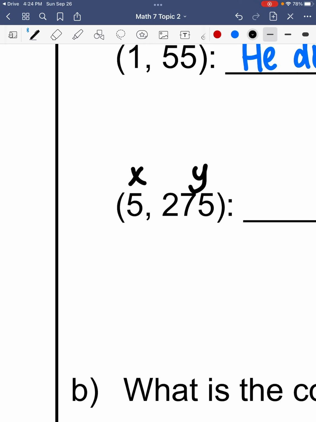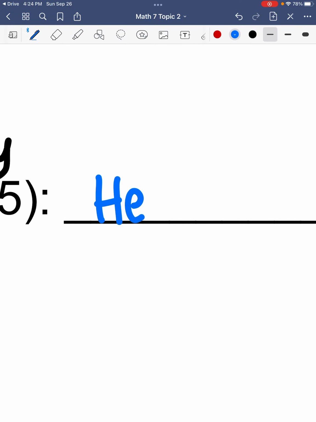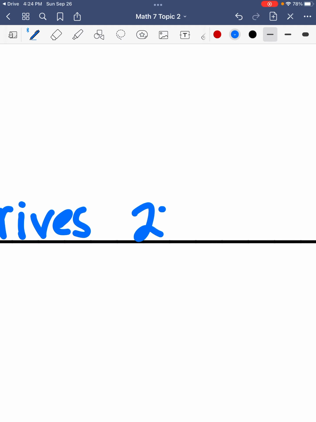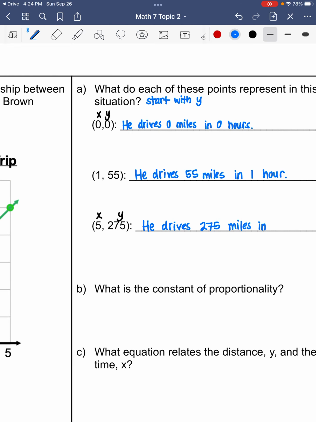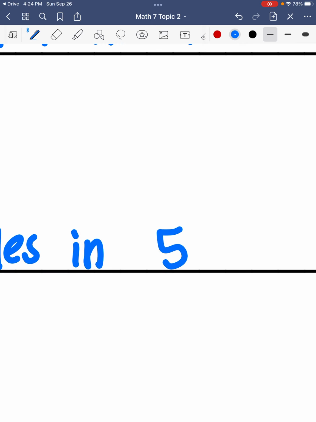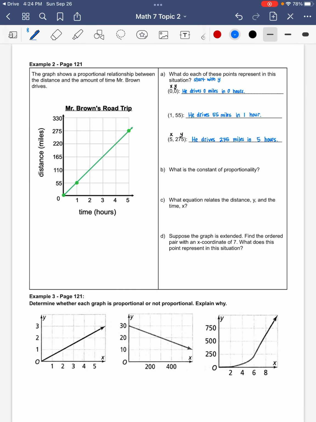So he drives 275 miles in, and the x value tells us our time, 5 hours. He drives 275 miles in 5 hours. Okay, part B, what is the constant of proportionality?